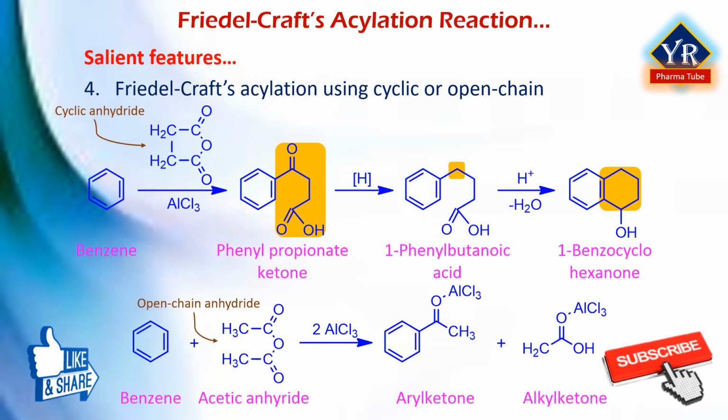Here, benzene reacts with acetic anhydride, which is an open chain anhydride or a carboxylic anhydride that forms a complex with aluminum chloride. Note that we obtain two divergent ketones, that is aryl ketone and alkyl ketone, due to the interaction of benzene with acetic anhydride in the presence of aluminum chloride.